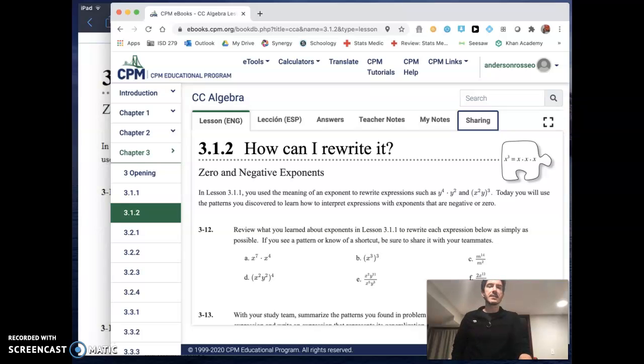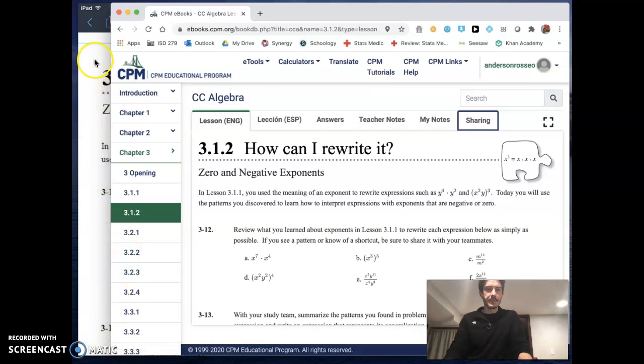We're on our second lesson in our third chapter, our third unit in our CPM Common Core Algebra book. We are going to continue to simplify using properties of exponents, and our focus today is going to be 3.1.2, how can I rewrite it, but specifically highlighting concepts that help us evaluate things with zero and negative exponents.